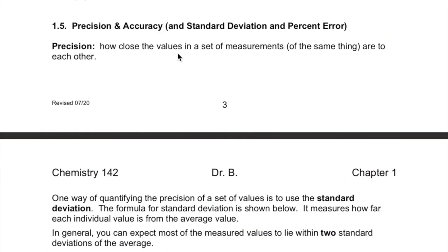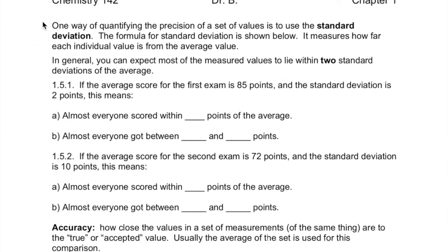All right, so we do address the topic of precision and accuracy in our note packet on page 3. Remember again that precision is how close the values in a set of measurements are to each other, and accuracy is how close these values are to a target value, the true value, the accepted value, the quote-unquote right answer. How close are the values to that? You don't have to even know the true value in order to figure out how close the values are to each other, and we can quantify that using the standard deviation.